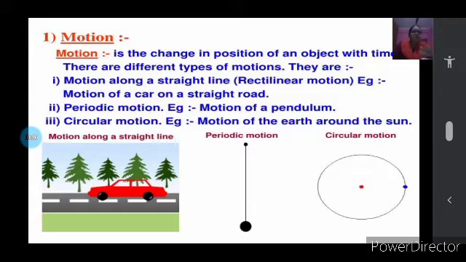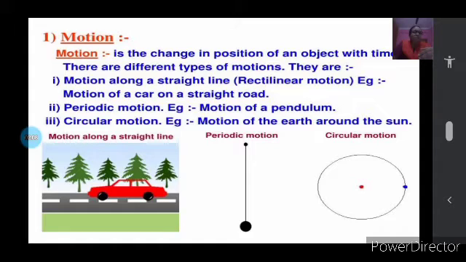Now when we say the body is in motion, there are different types of motion. Even in the picture you can see a car moving in a straight line, and a pendulum. You all know how a pendulum undergoes motion when you oscillate it. And also you can see a particle which is moving in a circular path. So depending upon the path they are covering, there are different types of motion. First, the motion along a straight line is called rectilinear motion. In this picture you can see the motion of a car on a straight road.